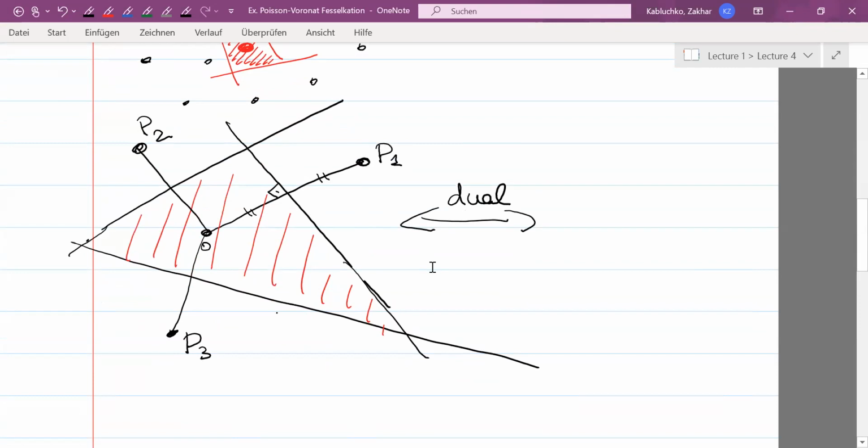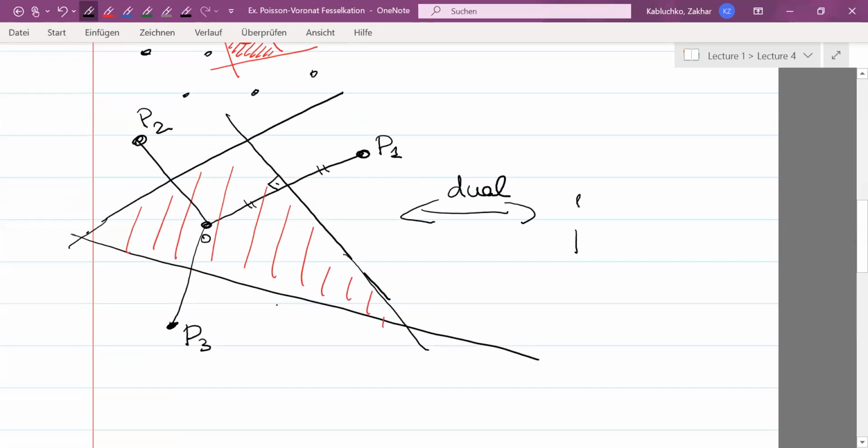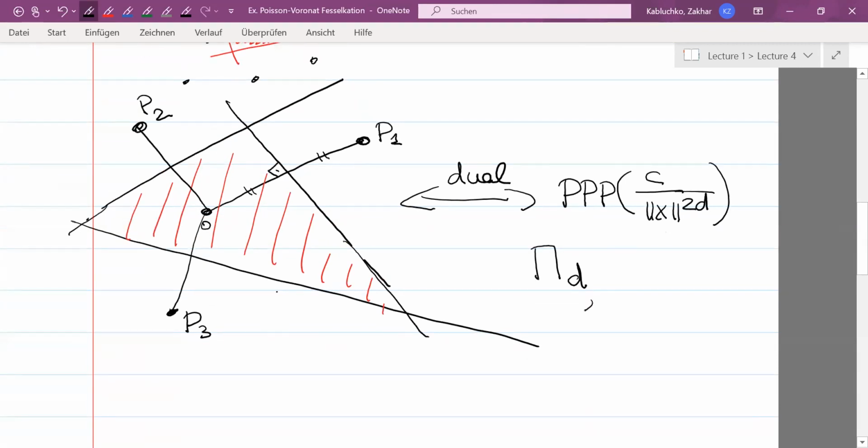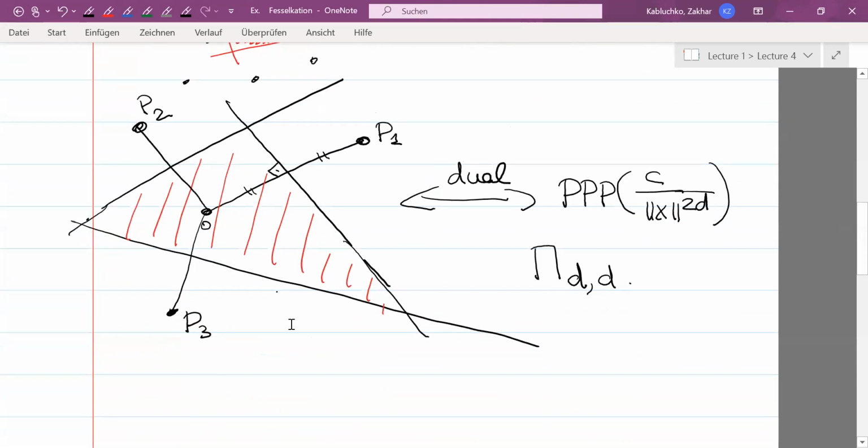And it's a calculation which shows that the intensity of the dual points is as follows. It is a constant divided by x to the power 2d. So now it is a Poisson polyhedron with parameter alpha, which is now equal to d. So the typical cell of the Poisson-Voronoi tessellation is dual to the Poisson polyhedron with some parameter.